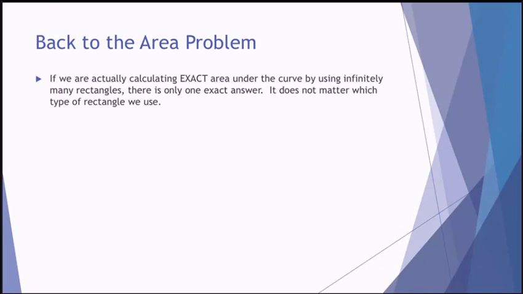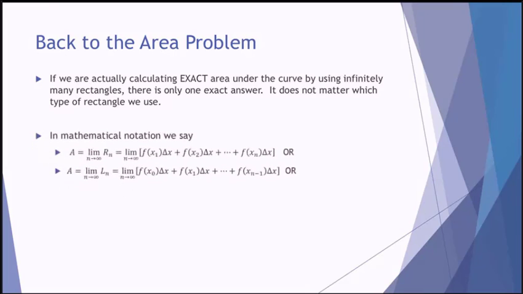However, if we are calculating the exact area under the curve by using infinitely many rectangles, so instead of using 10 or 100 or 1,000,000 rectangles, we use infinitely many, then it's exact, and there is exactly one area under that curve. It doesn't matter whether you're going to use left endpoints or right endpoints, assuming that you are then going to use infinitely many rectangles.